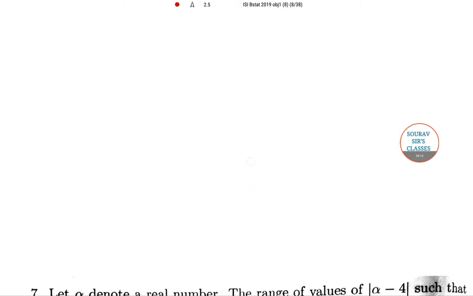Today I am going to solve ISI Bstat 2019 objective question paper. Now here is question number 7.